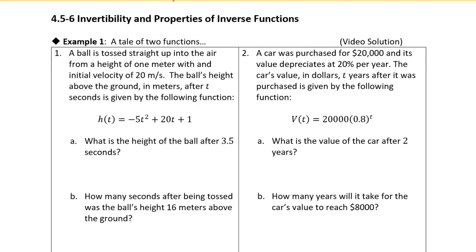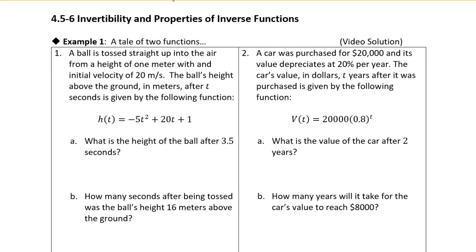So let's take a look at these two cases. We got basically two examples in one here. The first part of this example, we're looking at a ball that's tossed up into the air with an initial velocity of 20 meters per second. And we're given a formula for the height above the ground after t seconds after it was thrown. Okay, so we have a function. And the first question is just asking, what is the height of the ball after 3.5 seconds?